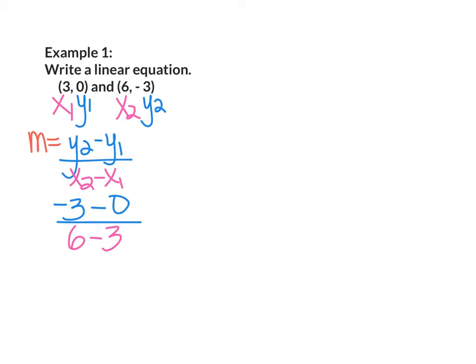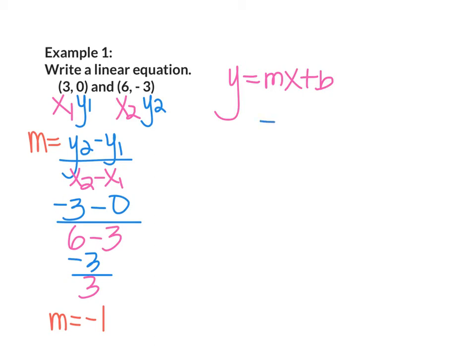So negative 3 minus 0 is negative 3. And then 6 minus 3 is 3. So negative 3 divided by 3 will give me a slope of negative 1. Now I need my equation in slope-intercept form, which is y equals mx plus b. So I know my slope, which is m, and that's negative 1. So where the m is, I'm going to put negative 1 underneath. I'm going to use the coordinates (3, 0). Now it doesn't matter which ones you use, you'll still get the same answer.